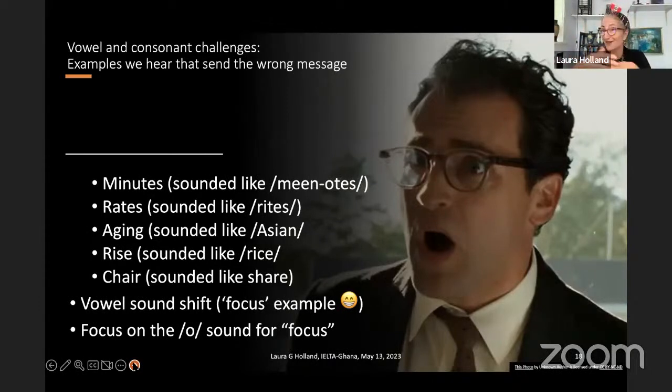Rates and rights, two different words. Aging and Asian, two different words. Rise and rice, two different words. Chair and share, or share and chair. I hear those a lot, actually, kind of mixed up. And again, different words, so that's going to cause confusion.